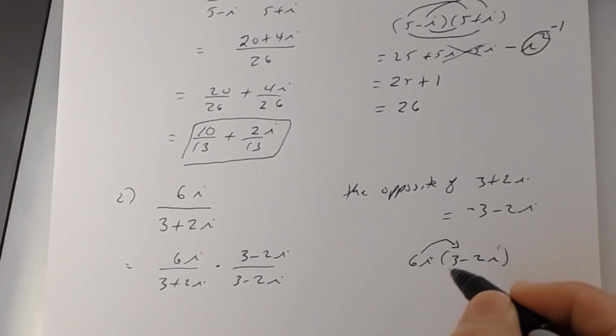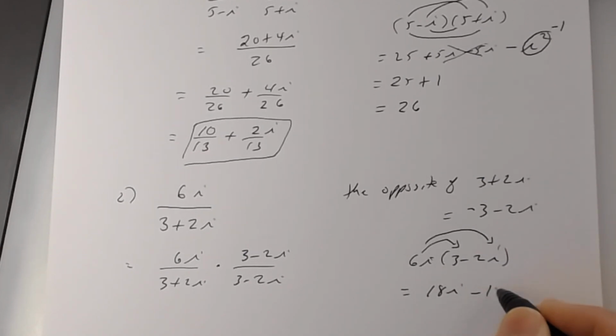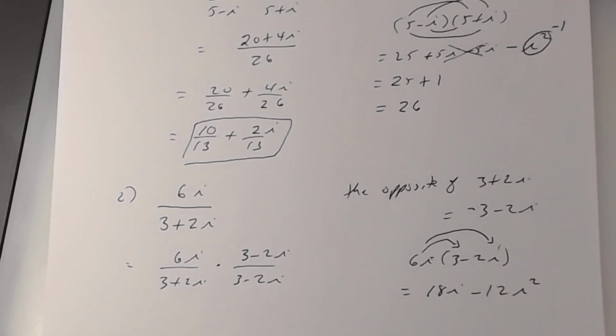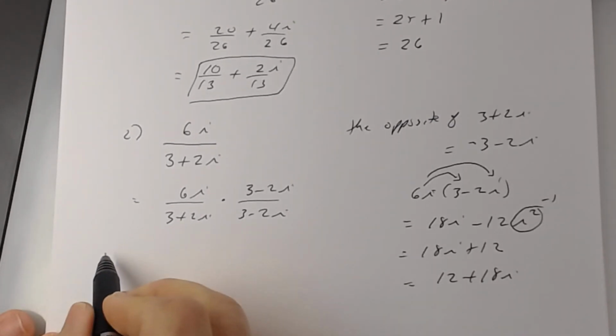What is 6i times 3? 18i. What is 6i times a negative 2i? Okay, so that's where I'm at. You have to write this down so you can see it. What else are you going to do based on our previous experience? i squared. What's i squared? Negative 1. It'll be a positive 12, because a negative 12 times a negative 1 is a positive 12. So that's 18i plus 12. I'm going to write it in standard form: 12 plus 18i. Okay, so that's my numerator. All I found at this point was the numerator.